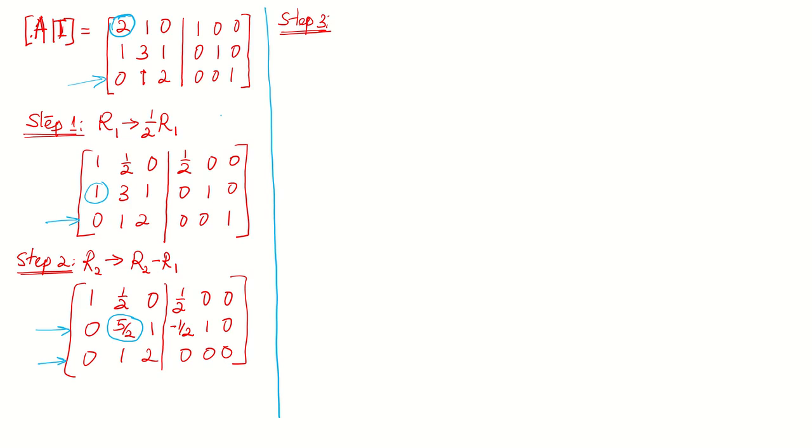That is, I will replace row 2 by 2 over 5 row 2. Okay, replace row 2 by 2 over 5 row 2. Let's perform that operation. I need to fold my laptop so that I don't get it. Okay, good. This is perfect now. Let's perform the row operation.